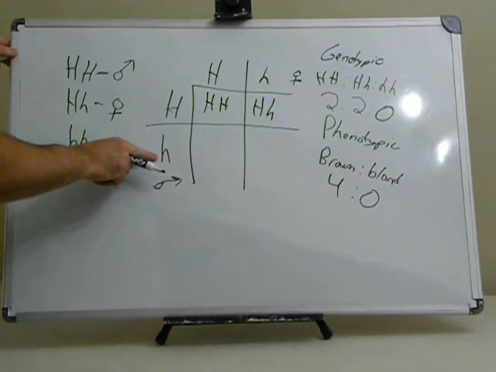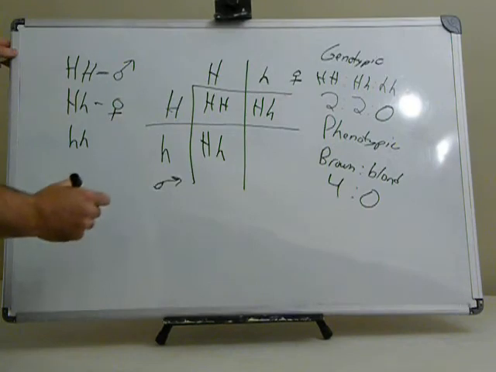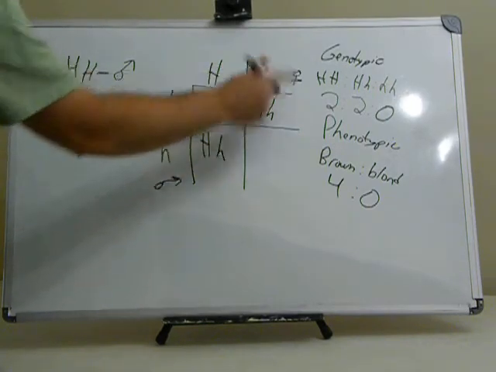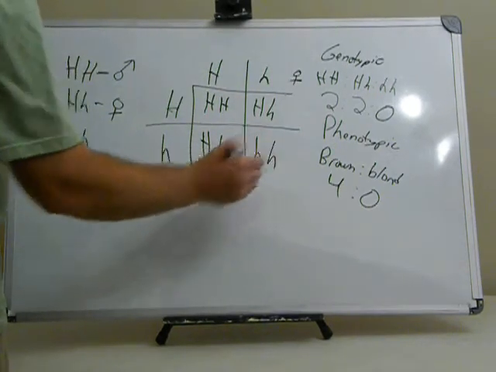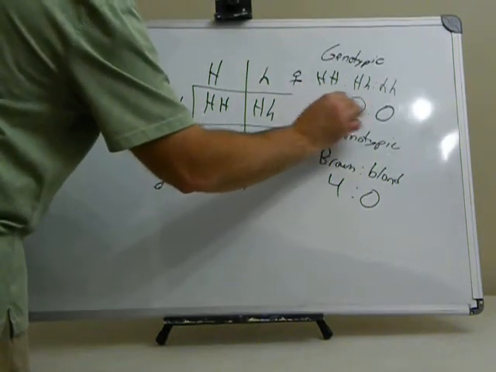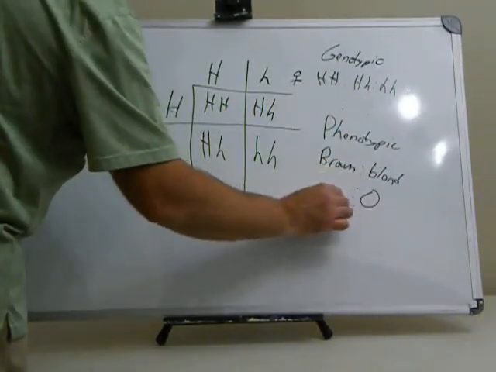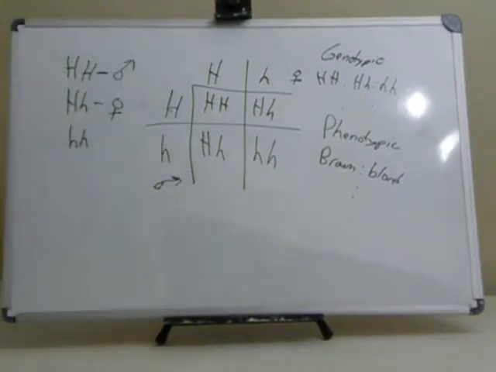If Daddy contributed this little h to Mama's big H, we would get that. If Daddy contributed this little h to Mama's little h, we would get that. So you can see here that we have some different outcomes now in our Punnett square. So let's calculate our genotypic and phenotypic ratios now.